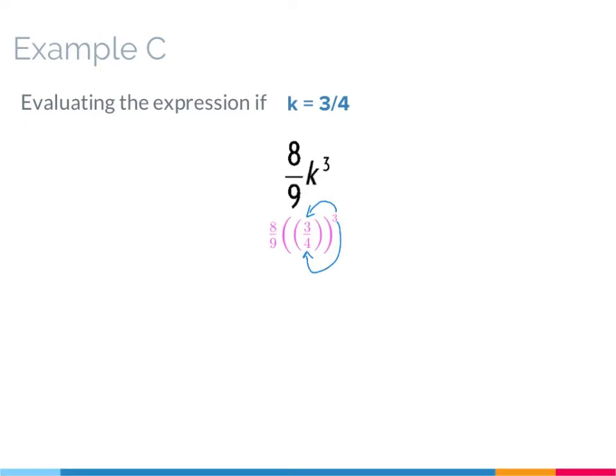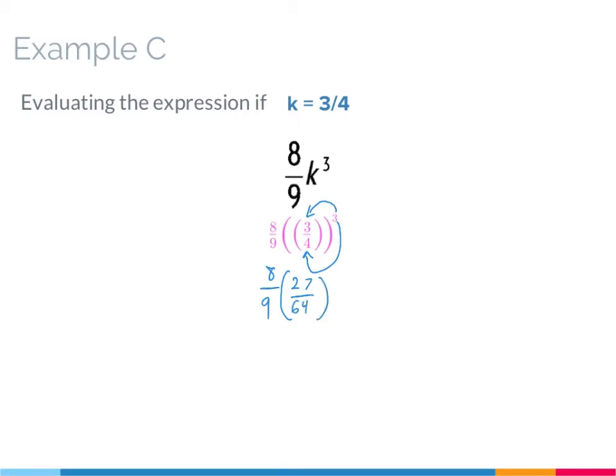When you have a fraction with an exponent, you're going to be raising both the top and the bottom to that exponent. So I'm going to be bringing down my 8/9 because I'm not doing anything with that. And then inside parentheses, 3 to the 3rd power is 27. 4 to the 3rd power is 64. So I'm going to make sure I have that written down.